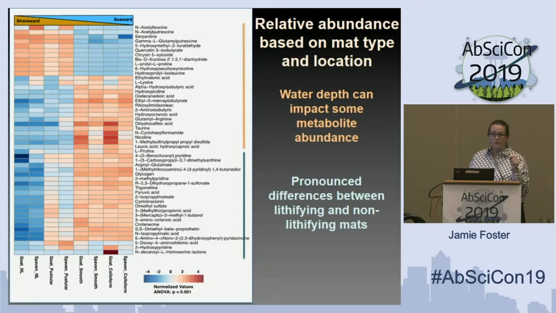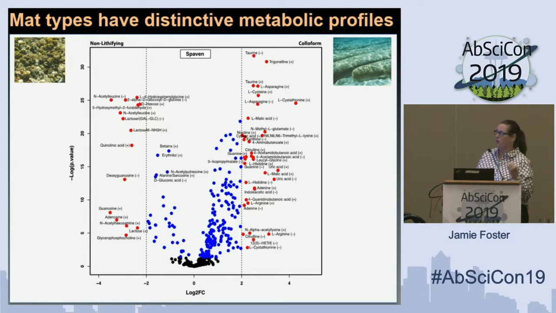So I'm going to give you one specific example, a pairwise comparison between a stromatolite-forming mat and a non-lithifying mat, to see what we see. This is a volcano plot, plotting all of the metabolites that we're comparing in these two mat types. How you read this is, everything on this side is enriched or up in the stromatolite-forming mat, and everything on this side is up in the non-lithifying mat and down in the stromatolite mat. Everything in blue and red is significant, and everything in red is a twofold change or higher.